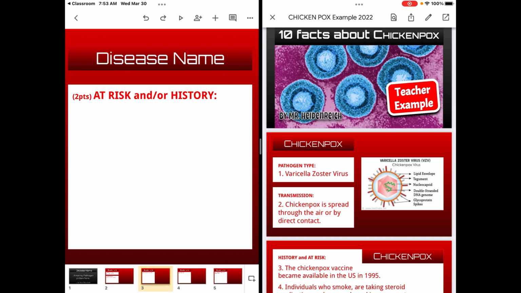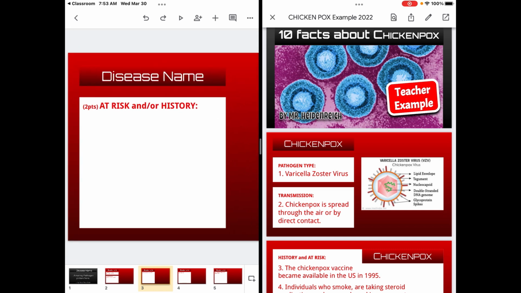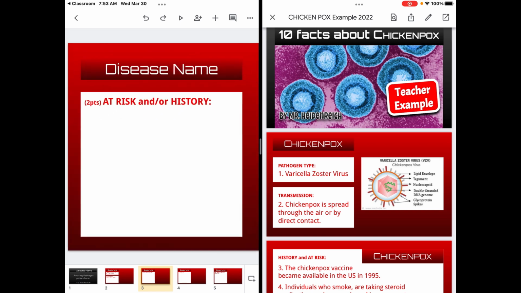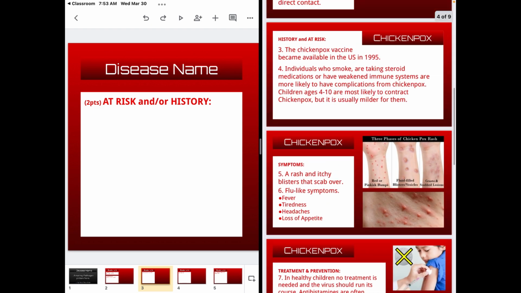So history facts, you could do 2 of those. At risk, you could do 2 of those, or you could do 1 of each. There's some flexibility. If you don't do any history facts, delete the title history. If you don't do any at risk, delete the part of the title that says at risk. And where it says disease name, you write your disease name on each slide, and if you're smart, you can just copy and paste it to each slide. Now these boxes move around.